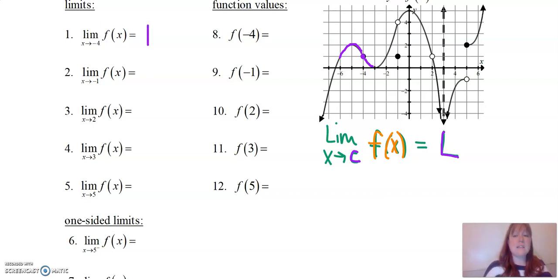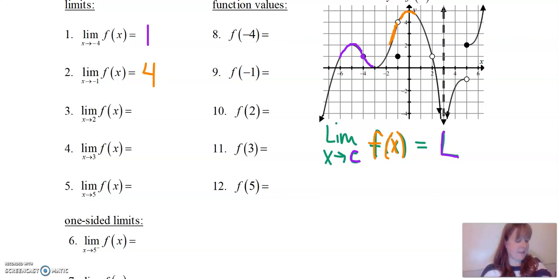Okay? Let's look at the limit as x approaches -1. As x approaches -1 from the left, we're getting very, very close to 4. And then as we get from the right, we are also getting very close to 4. Now, this is super important about limits. For the limit to exist, they have to be approaching the same number from both sides. So in this case, they are approaching the same number. As you come from the left, it's approaching 4, and as you come from the right, it is also approaching 4. So we could say the limit as x approaches -1 is 4, because from both sides, it's approaching 4.